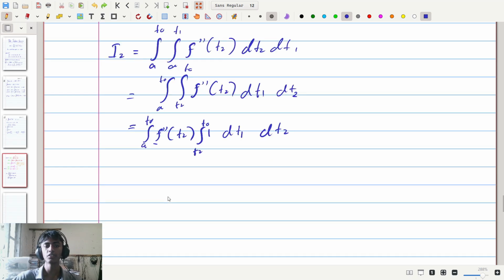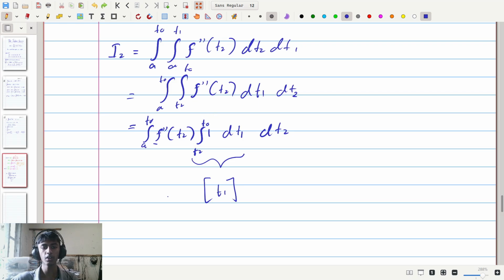So now then, simplifying this, on the inside we have this integral which we can simplify over here. This part basically is 1 integrated with respect to t1, as in it's t1 evaluated from t2 to t0.